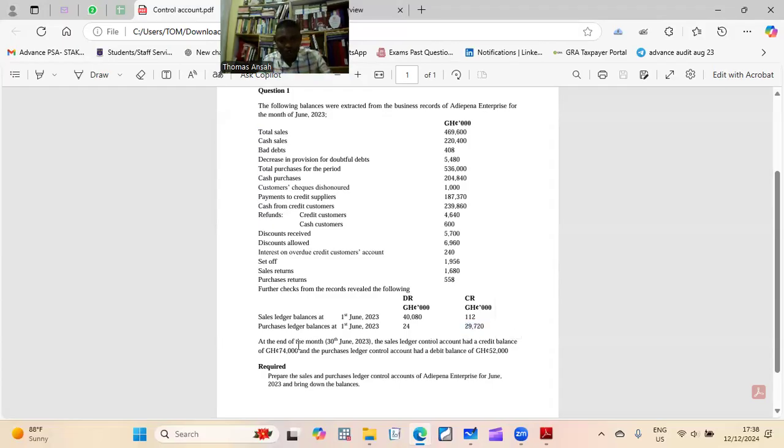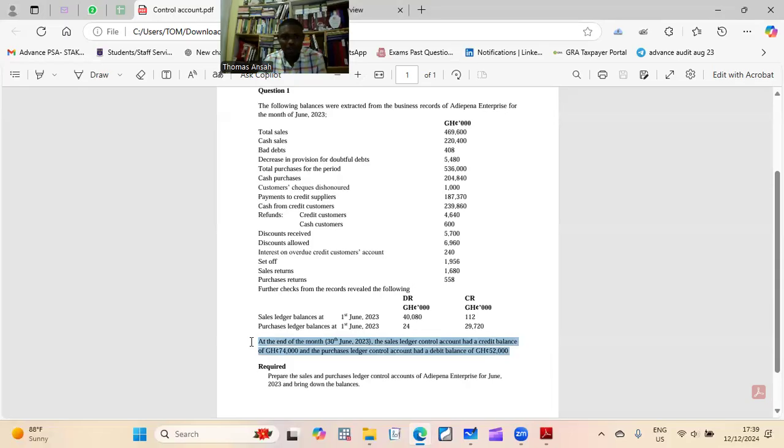Then at the end of June, you have this. Please don't forget that you have zeros here and zeros here, but these ones have no zeros, so you should stick to only the 52 and what? The 74. Don't forget that. It says that at the end of the month, the sales ledger control account had a credit balance. So where will it be? The balance brought down will be on the credit side of the sales ledger, and the balance carried down will be at the debit side of the sales ledger. The opposite is the same for this one.